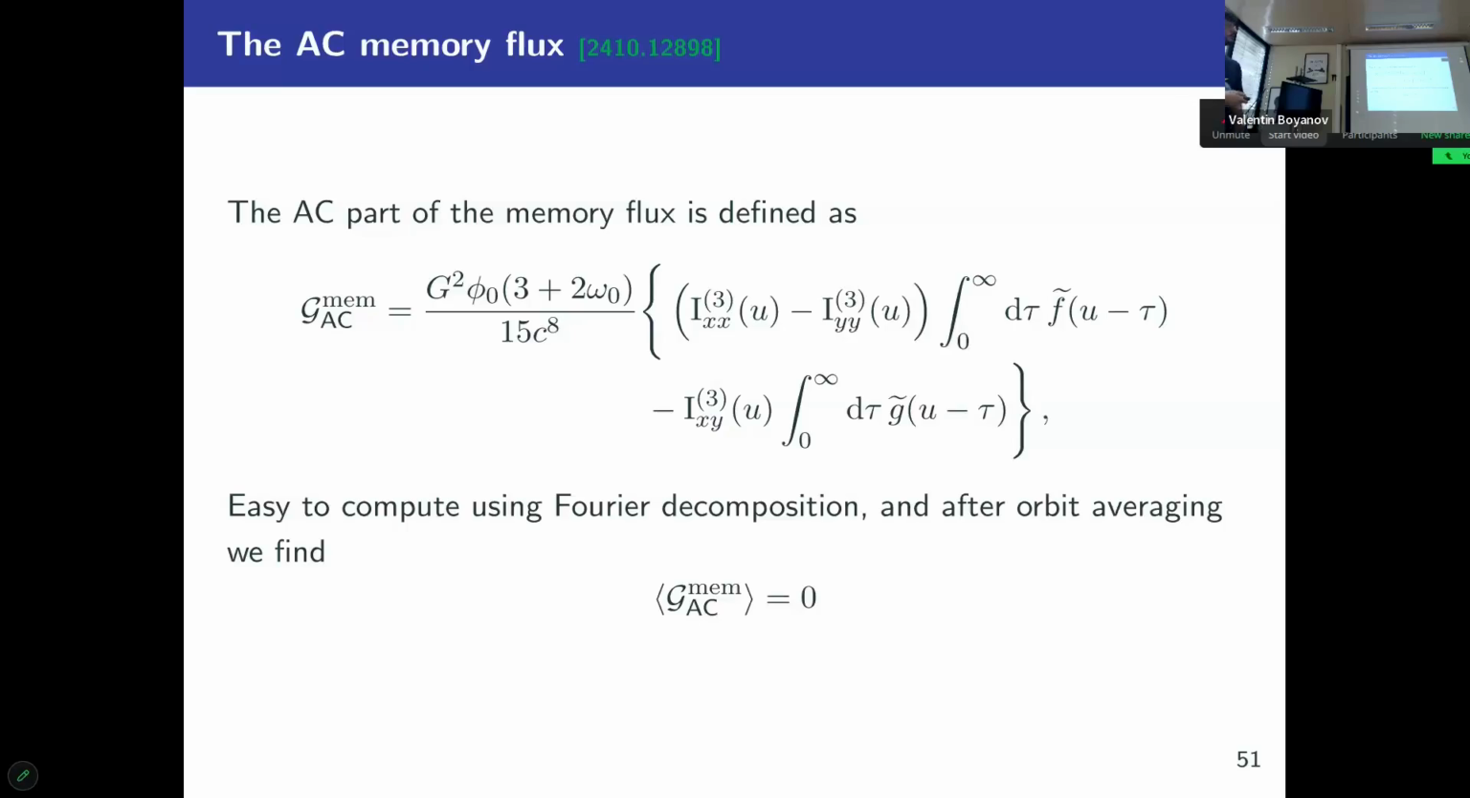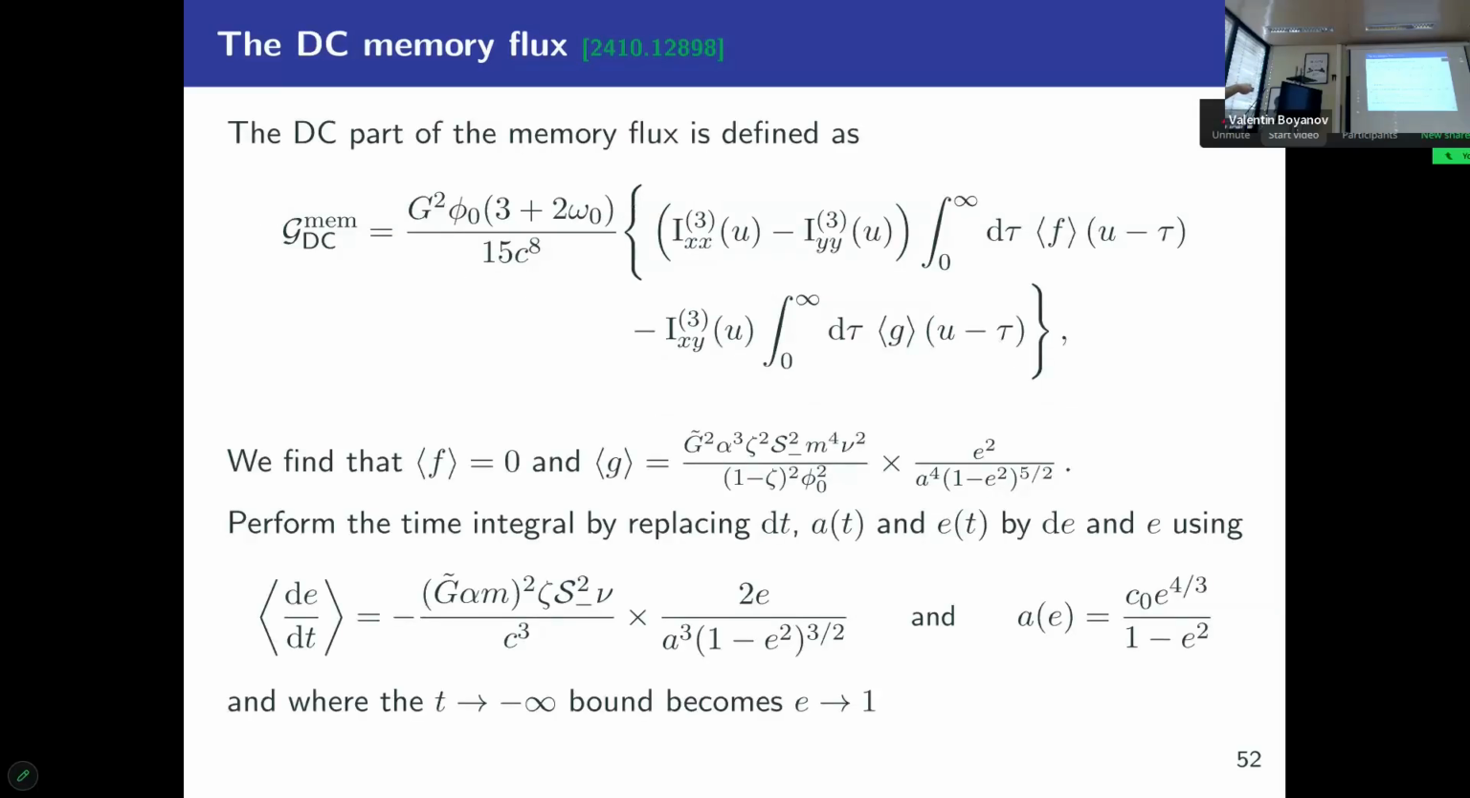The AC part is very easy to deal with. So you have an AC part of the memory angular momentum flux. You write this down and perform your integrals, and you find that after orbit averaging it's 0. But if you had kept the DC terms, you would find that these integrals would be permanently divergent. This is because for the DC terms, the time dependence is not in the fast oscillations, but in the secular evolution of the orbital parameters. So for the DC terms, we define this DC part of the memory with F orbit average and G orbit average, and we compute the orbit average explicitly in terms of the original multipolar moments before performing the Fourier decomposition.